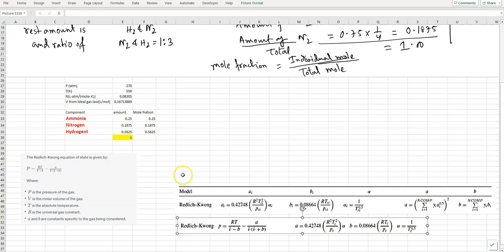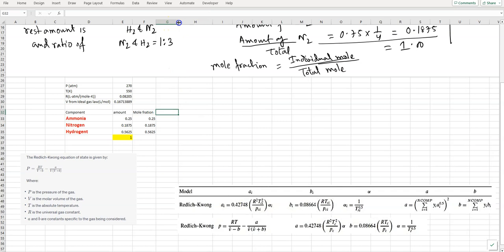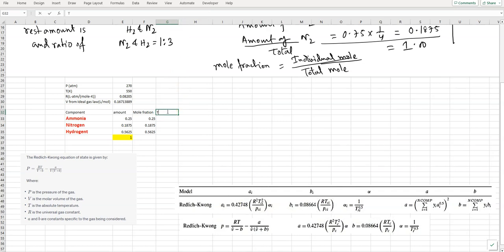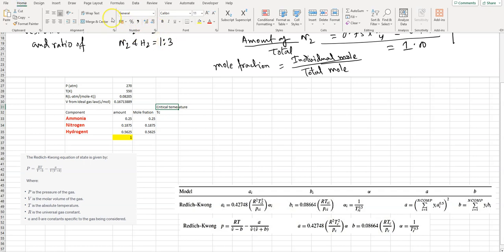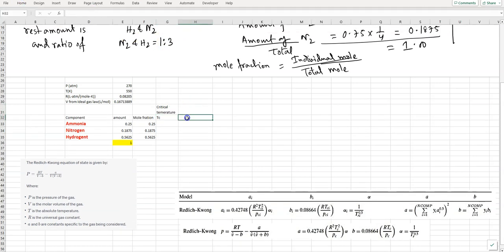Now this is the equation. From here, first we need the data, the Tc and Pc. Then we can go one by one. So first we have to get the data: Tc, the critical temperature, that we need, and Pc, the critical pressure, we also need.